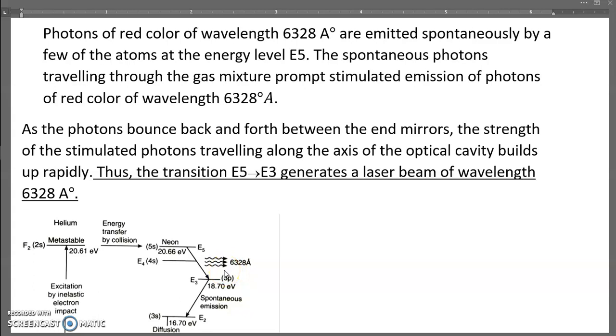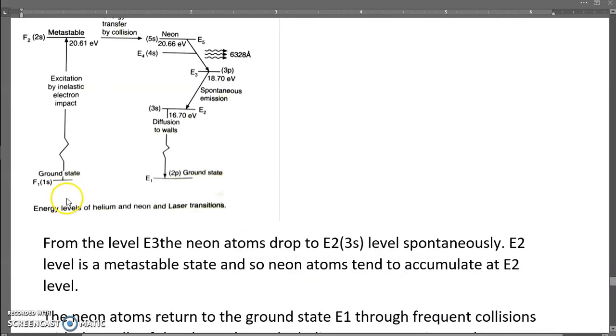Now these photons of red color emitted spontaneously by a few atoms in the energy level E5 travel through the gas mixture back and forth. They travel along the optical cavity until a stable laser beam emerges out from the partially transmitting mirror. In this way, the transition E5 to E3 generates a laser beam of wavelength 6328 angstrom.